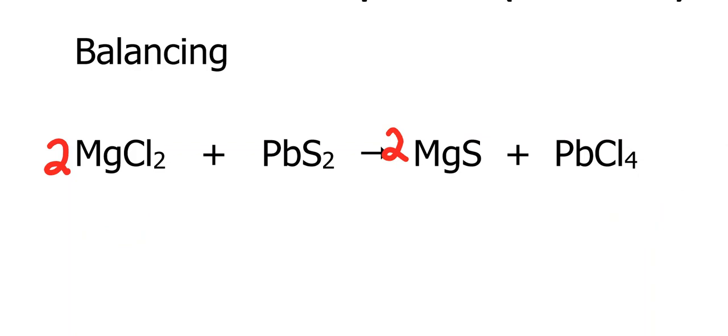Since I just decided essentially that there is a 1 here, even though we don't normally show it, I'm going to go to lead next. There's 1 lead. On the reactants, there's 1 lead. And then I would check sulfur next, and I've already done sulfur. Again, let's not show our 1s.